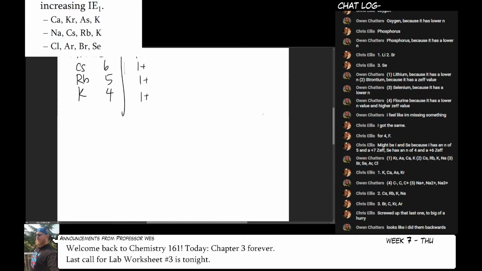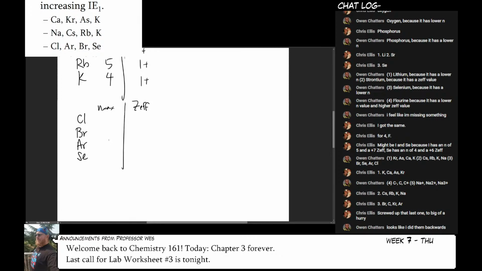All right. Now I've given you this sort of staircase going on here. So I got chlorine, bromine, argon, and selenium here. And so chlorine and bromine have the effective 7. Argon is 8, and selenium is 6. And then what Ns are these? So 3, 4, 3, 4. So we've got all sorts of crazy stuff going on here. How the heck do we do this?